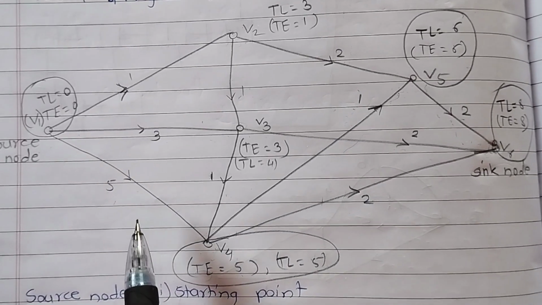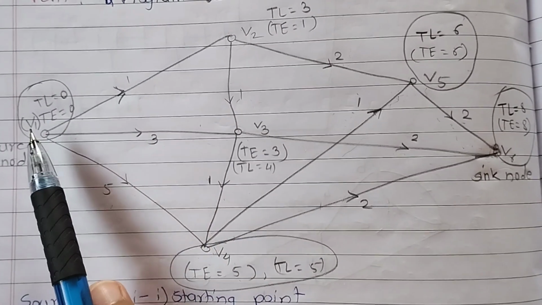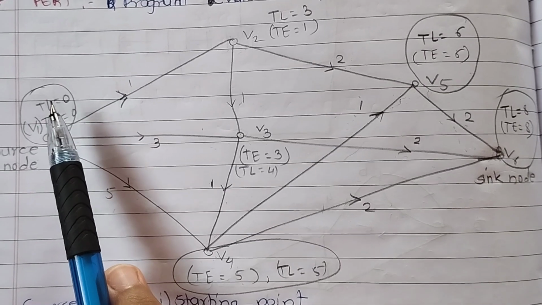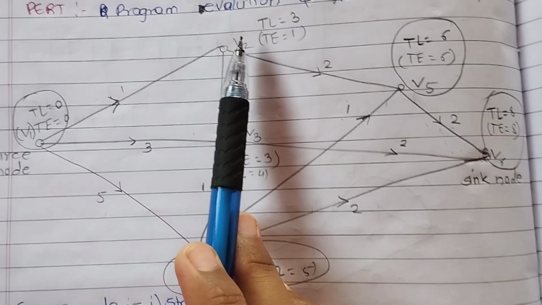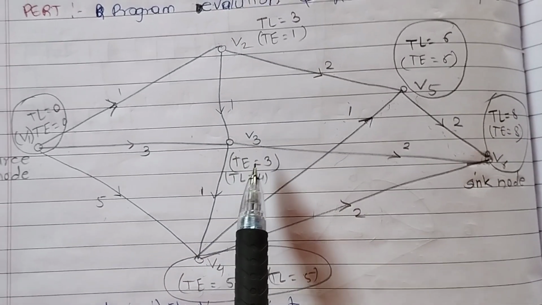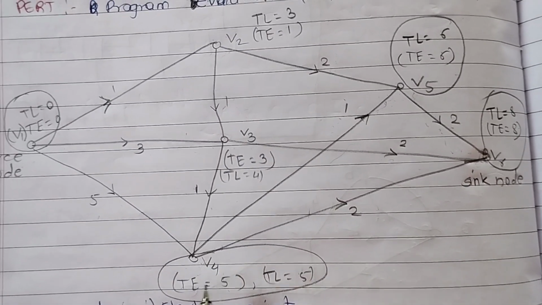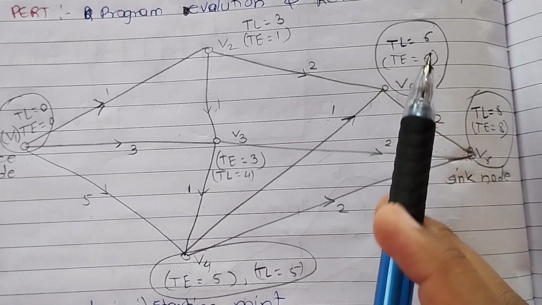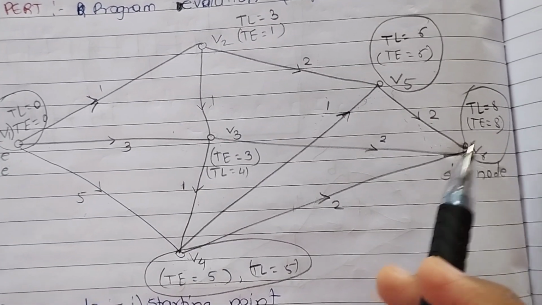So for the critical path we want TE equal to TL. Vertex V1 has TE equal to TL, which is 0. Now V2 has no, TL is not equal to TE. In V3 also no, TE is not equal to TL, but in V4 TE is exactly equal to TL. For V5 also TE is exactly equal to TL, and V6 also.